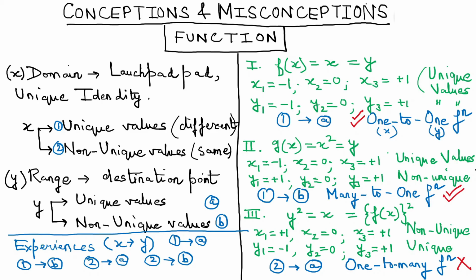wherein if I say f(x) is equal to 0, in that case the domain is real numbers, but there is a constant range which is equal to 0. Hope this session on conceptions and misconceptions helps you to remove the dust and take your learnings to the next level.